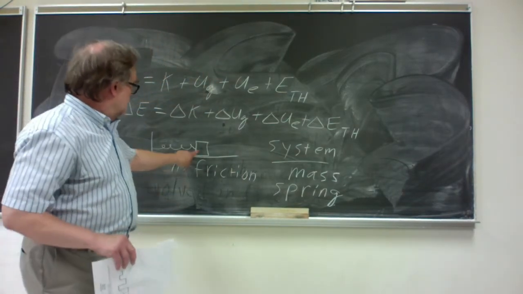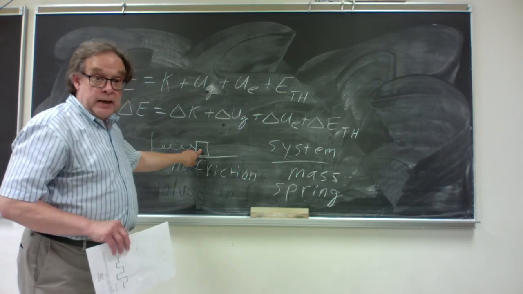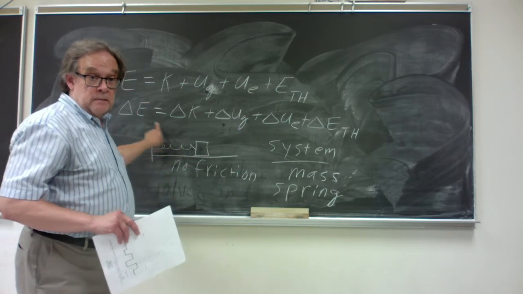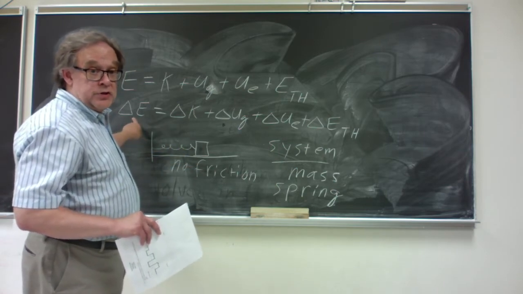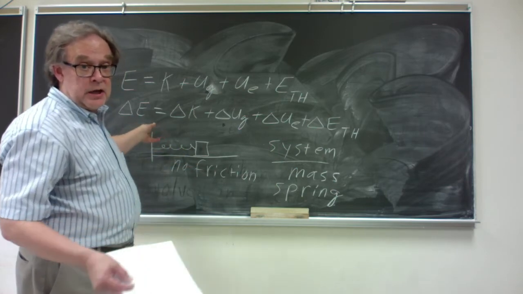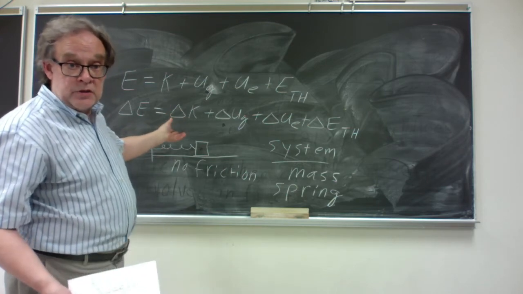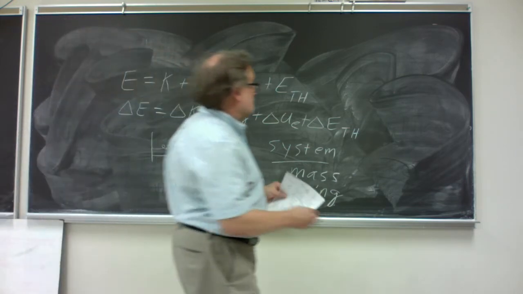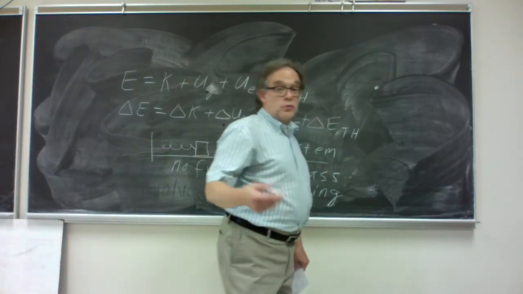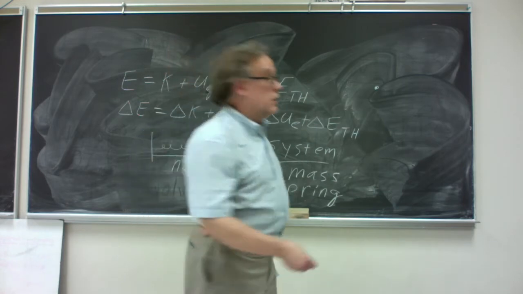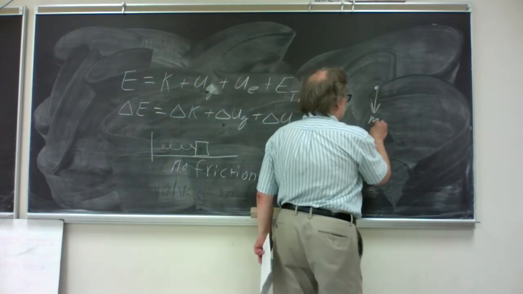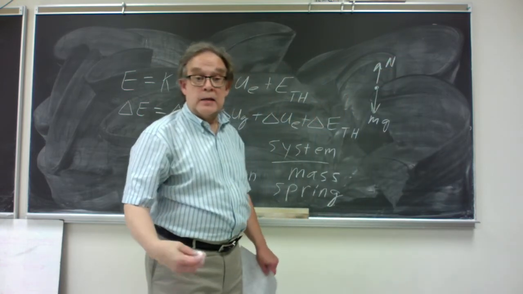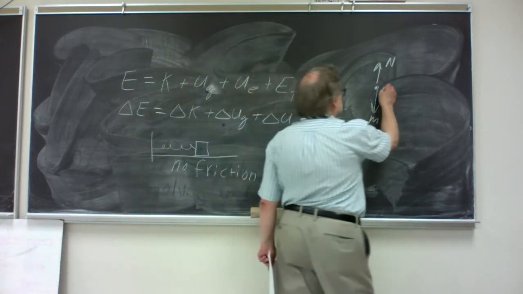Okay, now, work is done by external forces, and work done by external forces is what changes the energy. So to decide if there's an energy change, we have to see if there are any external forces and then see if they do work. Well, when there's no friction, there are just three forces that we have to worry about. There's the weight of the mass, there's a normal force from the tabletop on the mass, and then there's the spring force.